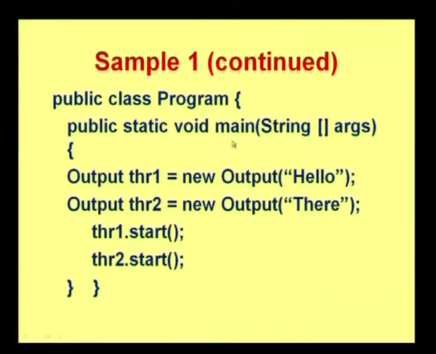You can see you have a main method. Inside my main method I am creating two threads. I have a thread which has a string value hello being assigned to a variable, and then I have another thread in which I have assigned a value called there. Now I start the first thread and then I start the second thread.